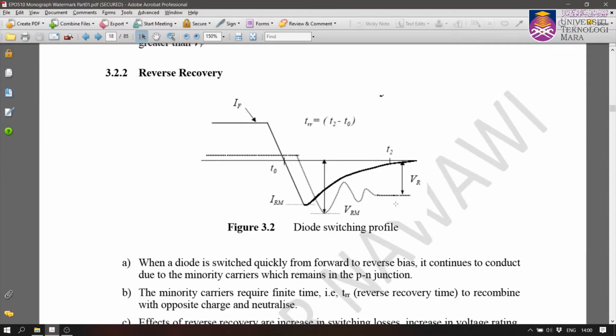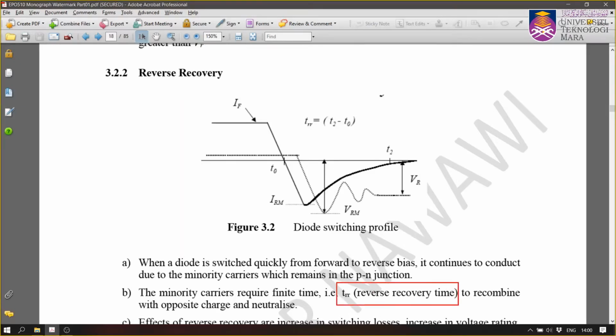When you talk about diodes, you also have to look into the reverse recovery time. During the turn off of the diode, there is some small time that allows the minority carriers to be swept away from the PN junction. Then you can make sure that the diode is off. So this is known as the reverse recovery time, TRR, and this is important in designing electronic circuits.